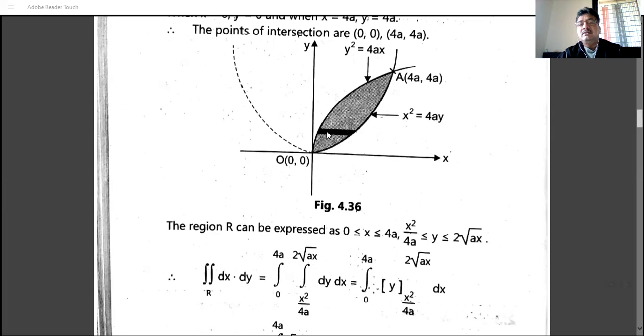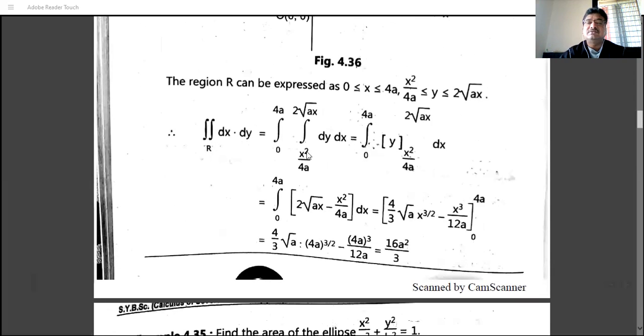And then in order to cover this shaded region, we have to move this strip from this point to this point, drawing a perpendicular. Where the perpendicular touches the x-axis, at a distance 4a, that point is (4a, 0). Therefore we have to move from 0 to 4a in order to cover the area if the strip is parallel to y-axis. And therefore x runs from 0 to 4a.